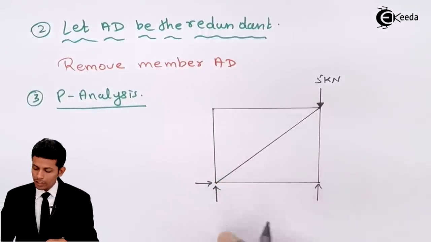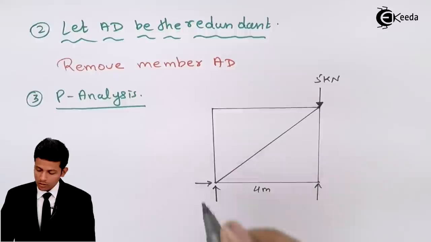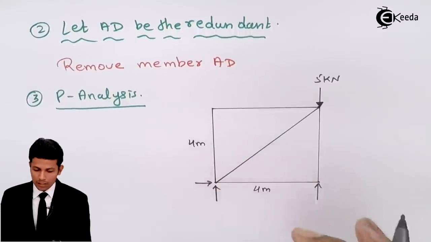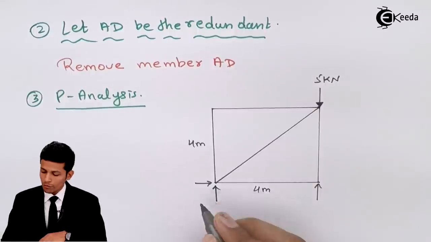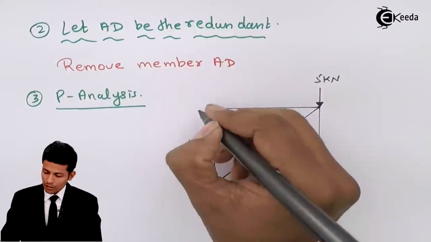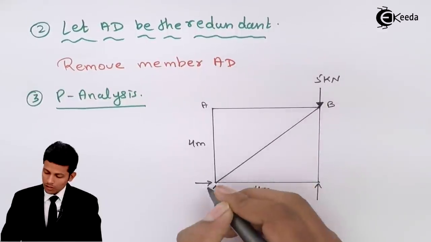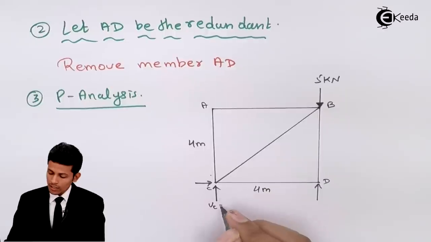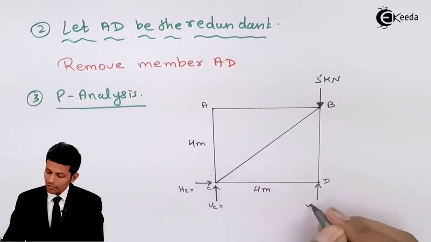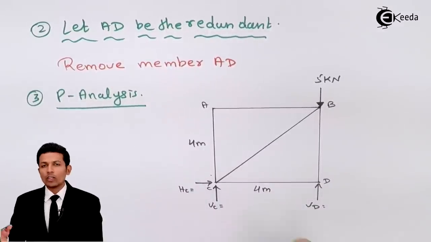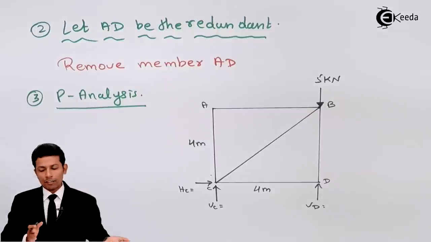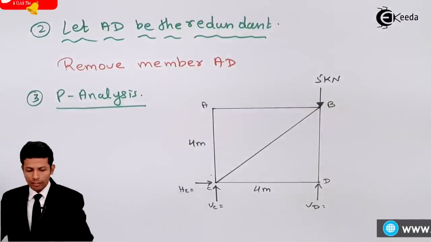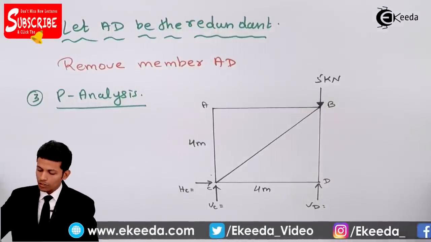Now see friends, we have to find this value. This is 4 meter. This is also 4 meter. This is 4, 4. All the values are same. Now we have to find this value VC, HC and VD. We have to find this reaction now. Either you can find reaction in the problem in first one also, or you can find here also. So we will find the reaction first. So how it will come?